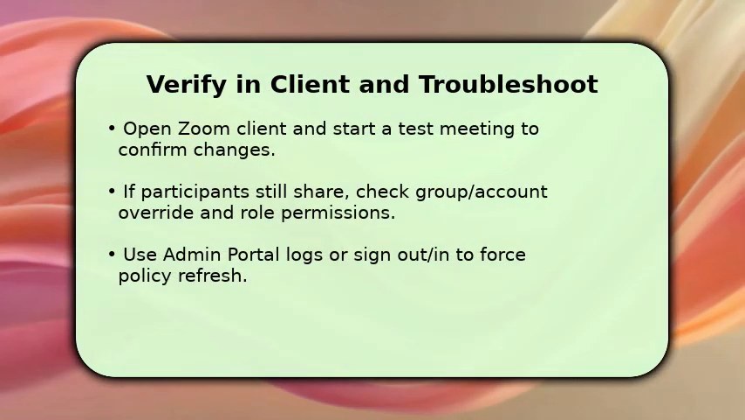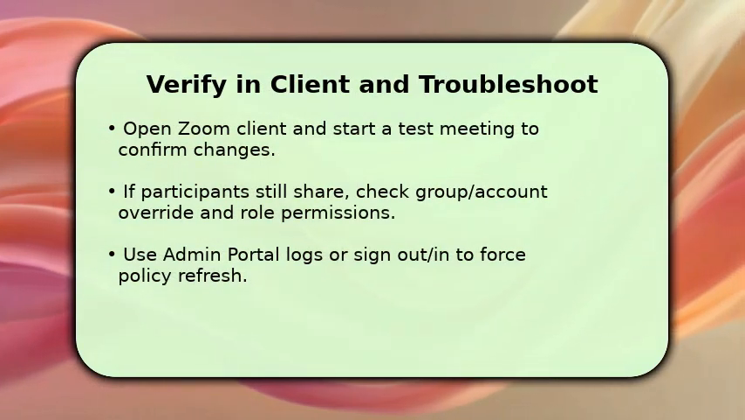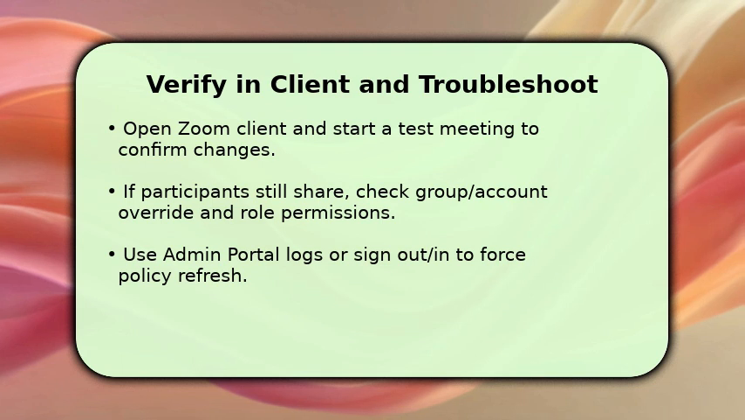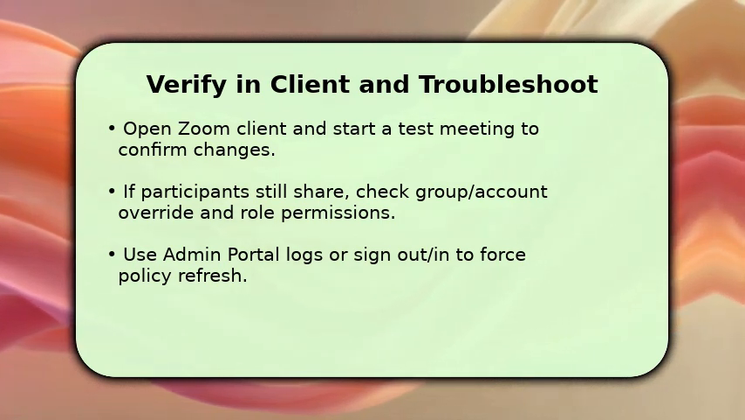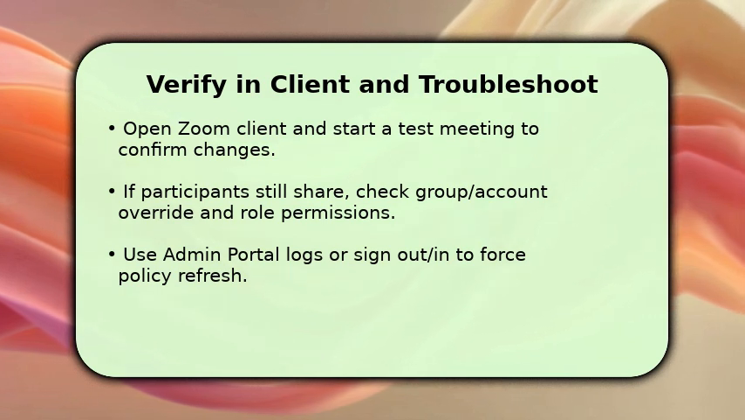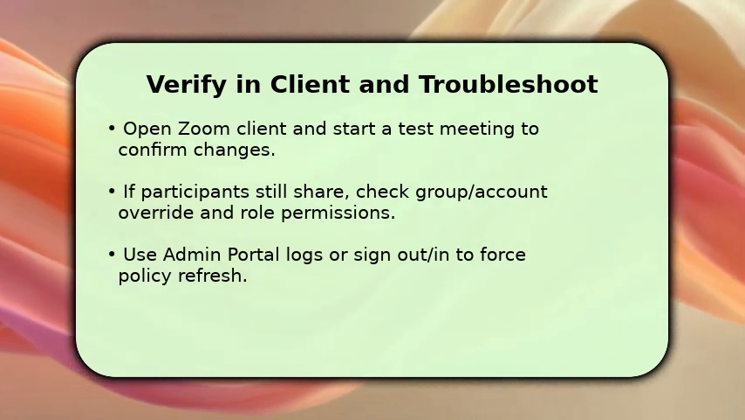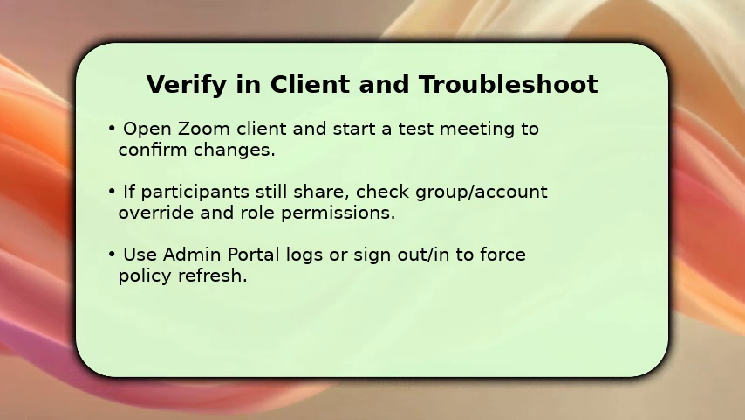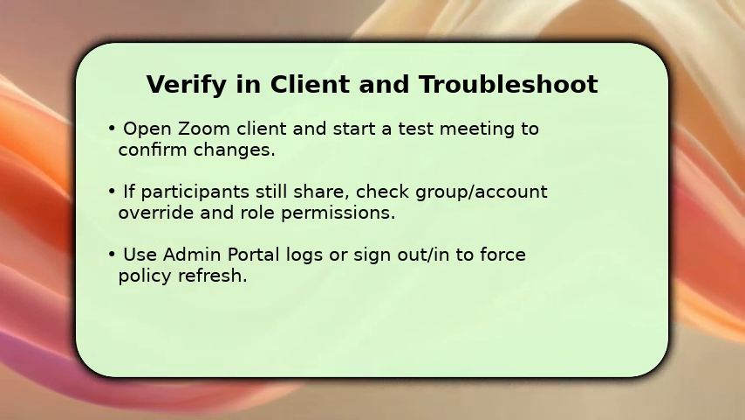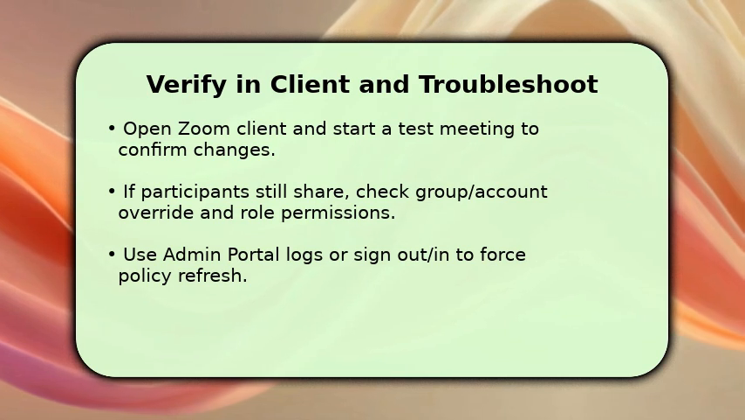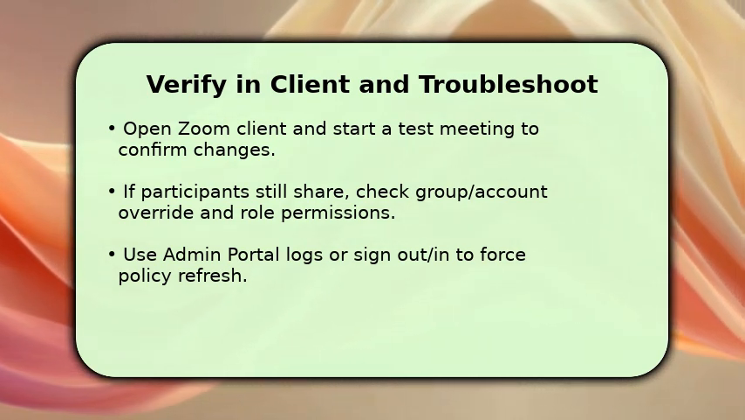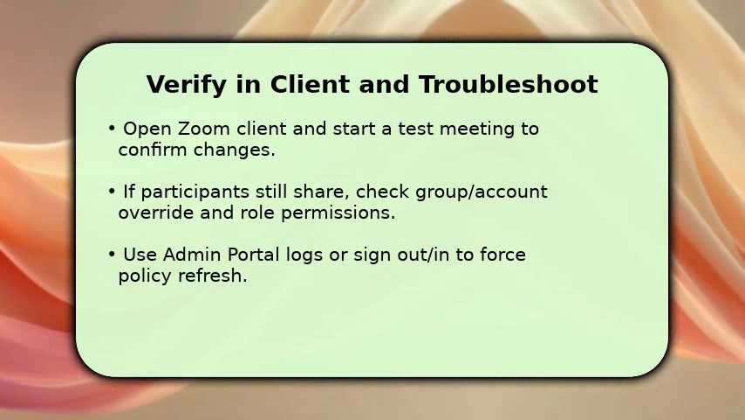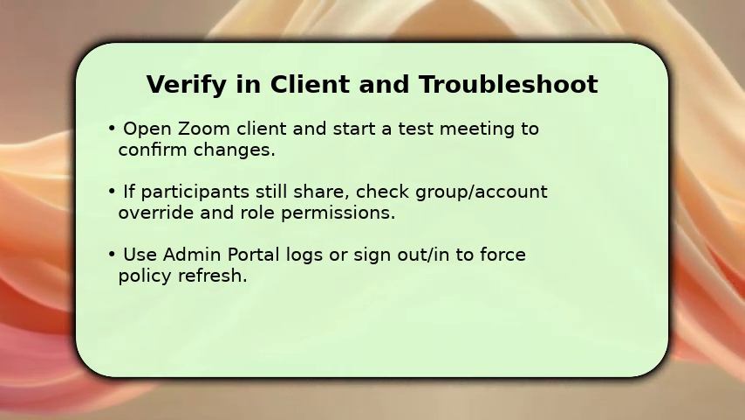Finish by verifying the restriction in the Zoom client. Start a quick test meeting and invite a participant to confirm they cannot share. If they still can, make sure there isn't a group or account-level override and that the participant isn't set as co-host. Sometimes the client caches settings, so have users sign out and back in, or restart the app to force a policy refresh. If problems persist, check the admin portal settings changelogs to confirm your update saved correctly.